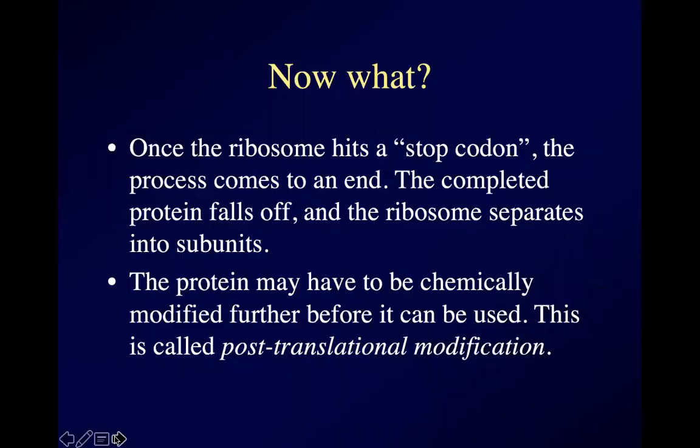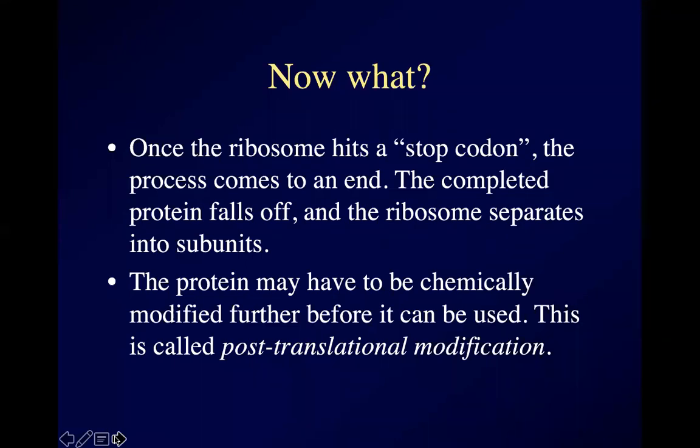So once the ribosome hits that stop codon, the process is over. The completed protein falls off. The ribosome now separates into subunits, and the subunits will come back together and repeat the process. And this process is happening something like thousands of times a second in every one of your healthy cells. It's constantly going on. You're always making new proteins.